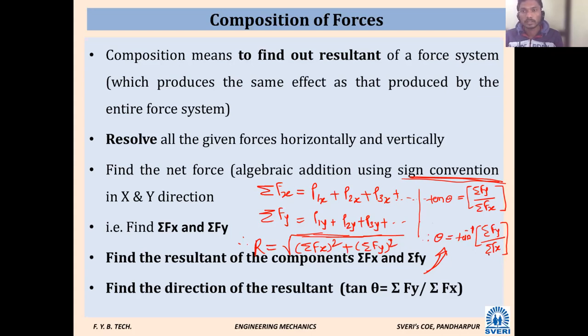While doing addition of the x components, what care do we have to take? Do we consider the sign or neglect it? Sign convention. Sign convention is important while going for addition. If you make a mistake in sign convention, nothing will come correct at the end. Everything will go wrong. So that is your most important thing.